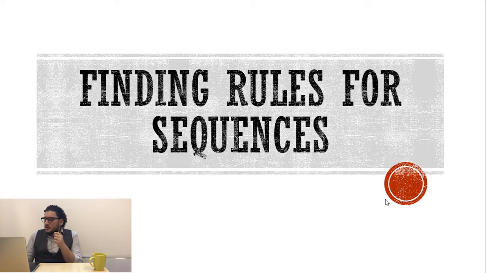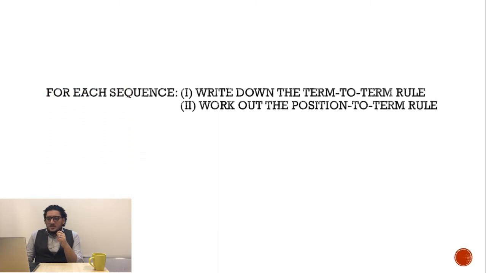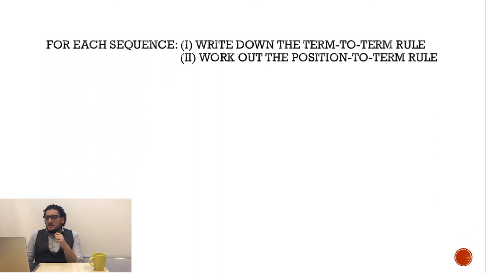Finding rules for sequences. This is the first example. For each sequence, number 1, write down the term-to-term rule. Number 2, work out the position-to-term rule. And the first sequence, as you see, is 4, 8, 12, 16.